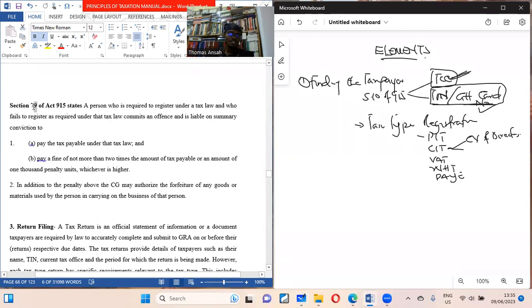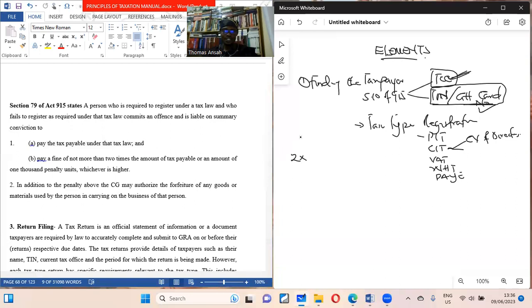Because Section 79 of Act 915 says that a person who is required to register and fails to register commits an offense that is liable on summary conviction to, one, pay the tax payable under the law, and two, pay a fine of not more than two times the amount you are supposed to pay, or 1,000 Ghana cedis. What does that mean? If you had to register and you didn't register, you are going to pay the tax, because if you don't register, it looks as if you don't exist for that activity. So the tax that you should have paid, you will pay. That is one.